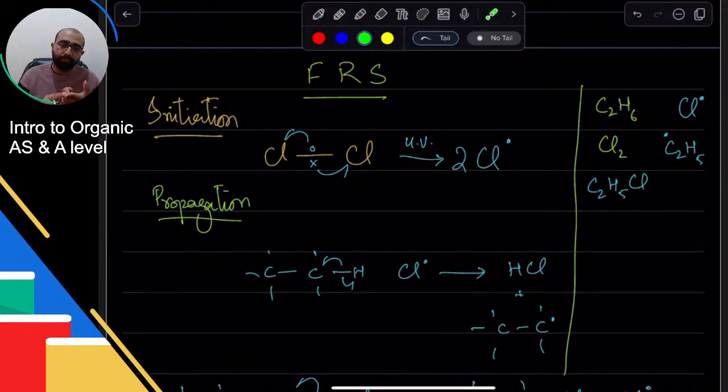If the step is creating another radical, that's the propagation step. If the step is leading to just a stable molecule, that's a termination step. If the step is starting from a stable molecule and then making radicals, then that is an initiation step. So अकेला molecule react कर रहे हैं, initiation. अकेले radicals react कर रहे हैं, termination. Radical and molecule both react कर रहे हैं, propagation. So just keep track of what can react with what, and you'll know. Okay. So any questions on this? Please let me know.